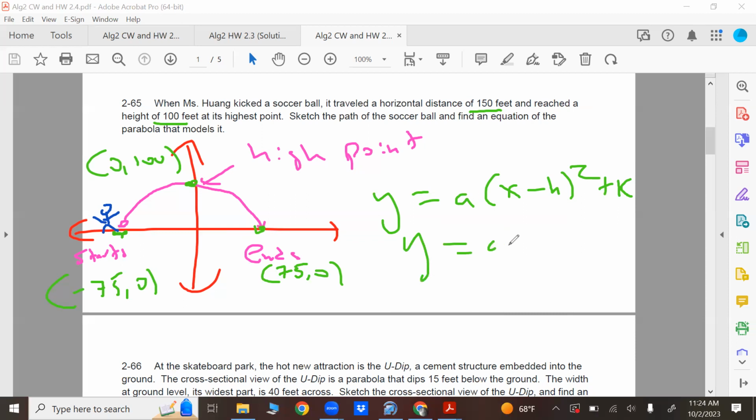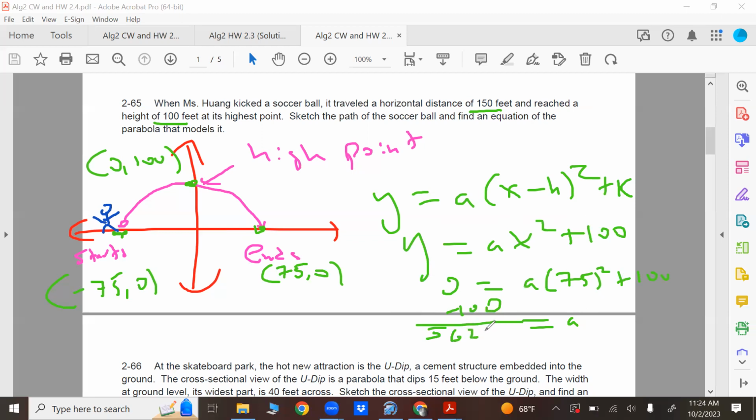Hopefully, I have this so far. And then plug in 75 for x and 0 for y. You guys get negative 100 over 5625? Negative 150? It's 100. The y coordinate of the vertex is 100. So you should get a weird decimal for A. Anyone want to share what they get?